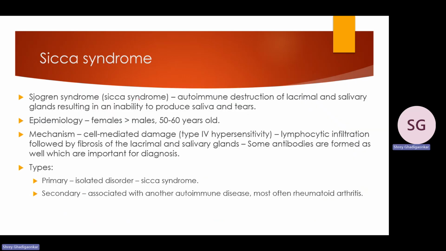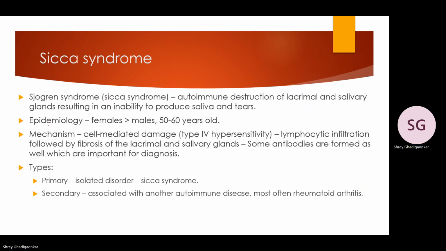The next one we have is Sicca syndrome. So Sicca syndrome is associated with what is known as Sjogren's syndrome. Sjogren's syndrome is an autoimmune disease associated with destruction of lacrimal and salivary glands, resulting in an inability to produce saliva and tears. There may be extraglandular involvement as well, but for this concept, you just need to know the Sicca syndrome.